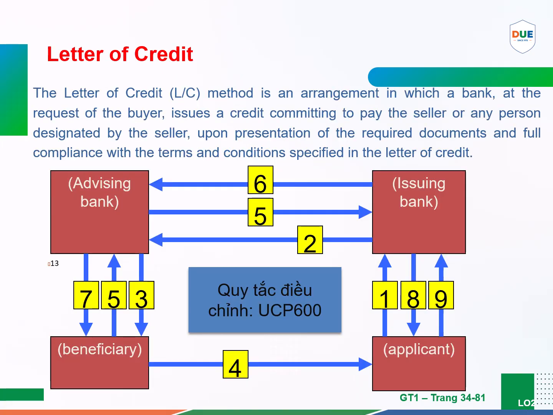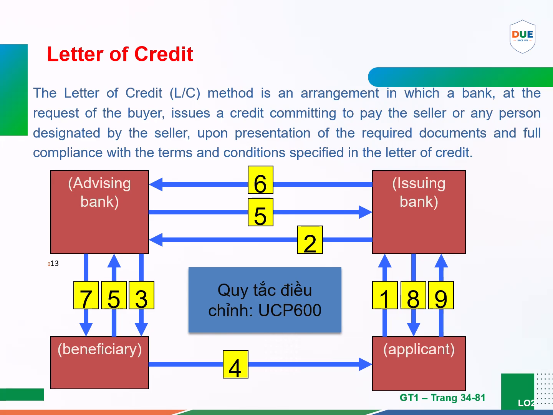The documentary credit method is an arrangement in which a bank, at the request of the buyer, issues a letter of credit committing to pay the seller or any person designated by the seller upon presentation of all required documents and full compliance with the terms and conditions specified in the credit. This is a very popular payment method in international trade and is considered safe because payment does not depend directly on the buyer or seller but is guaranteed by the bank.